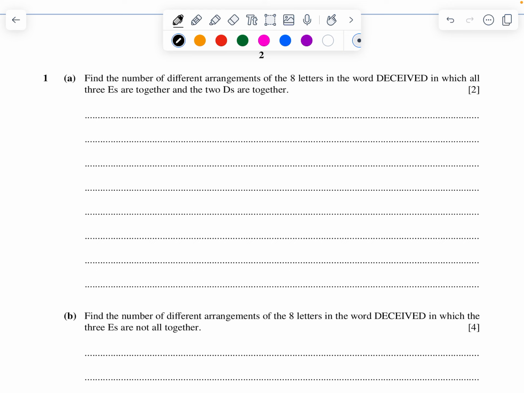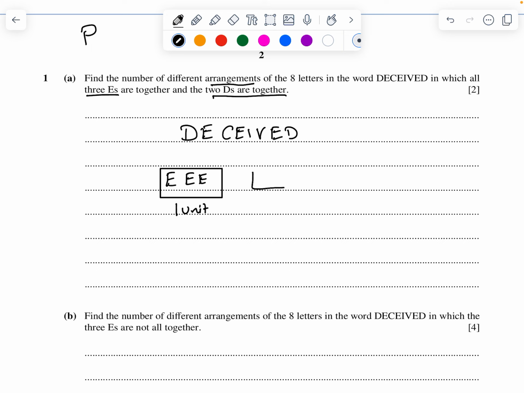Find the number of different arrangements. This is arrangements, so it belongs to permutations of the 8-letter word DECEIVED: D-E-C-E-I-V-E-D. 8 letters are there, in which all three E's come together. So these three E's are tied and become one unit. And the two D's are also tied together and become one unit.